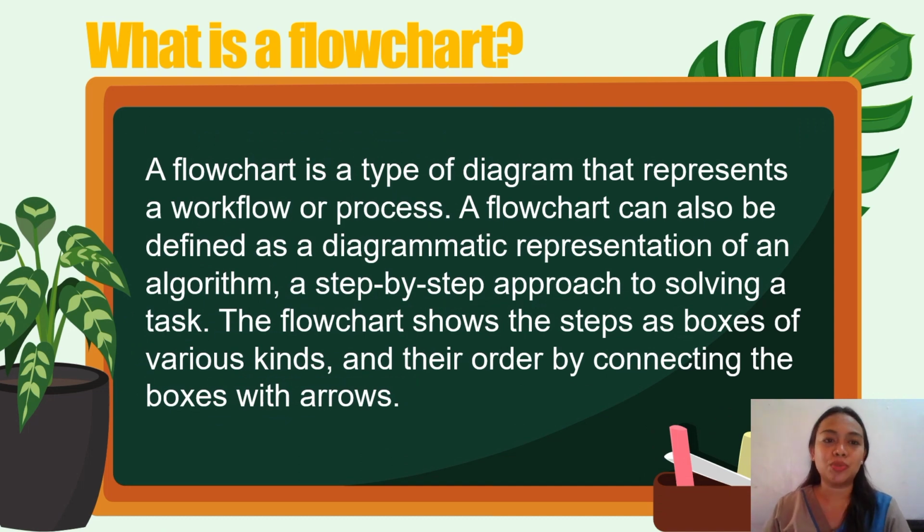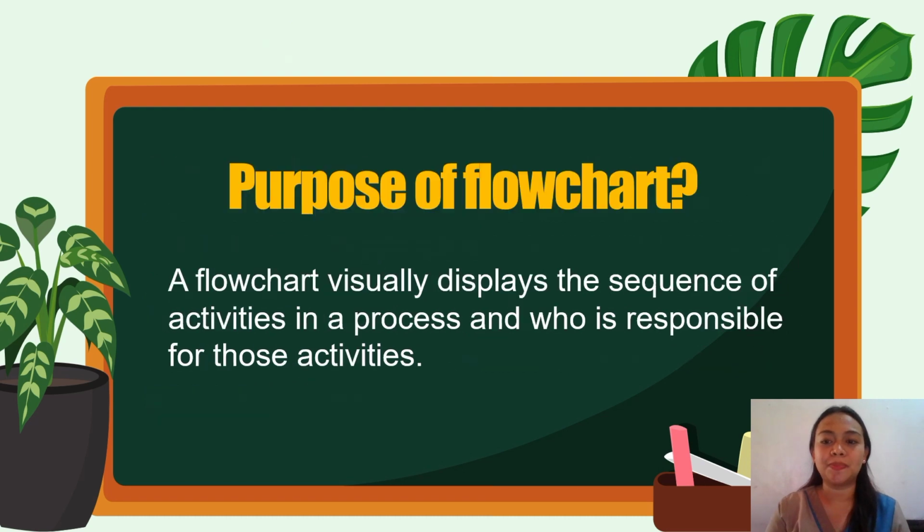What is a flowchart? A flowchart is a type of diagram that represents a workflow or process. A flowchart can also be defined as a diagrammatic representation of an algorithm, a step-by-step approach to solving a task. The flowchart shows the steps as boxes of various kinds and their order by connecting the boxes with arrows.